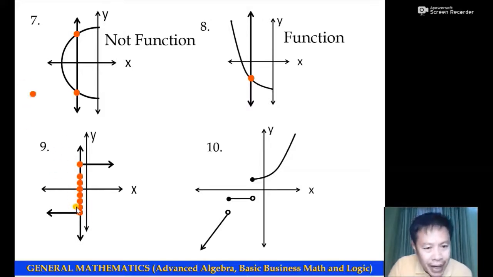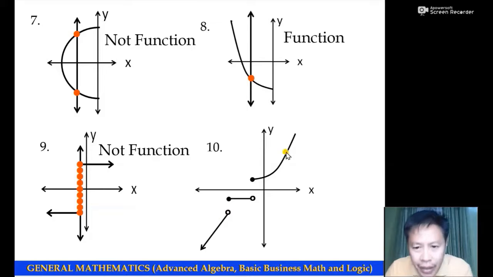There are so many points of intersection and this is not a function. Last number, take note, we have 3 different functions here. We have here the half of the parabola. We have here the horizontal line with the limited domain. And we have here the half line. Half line does not have the endpoint.